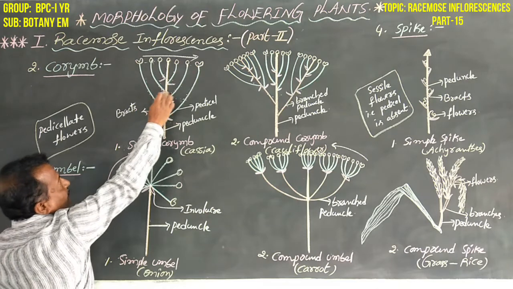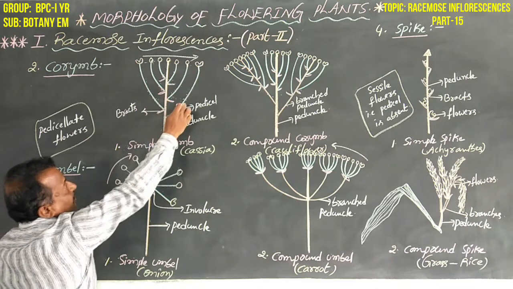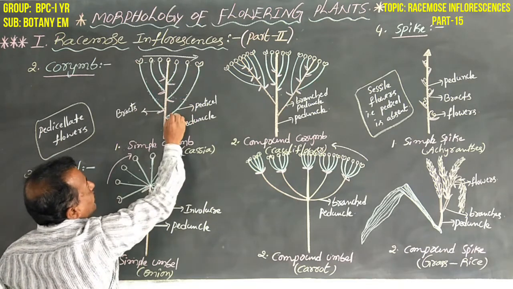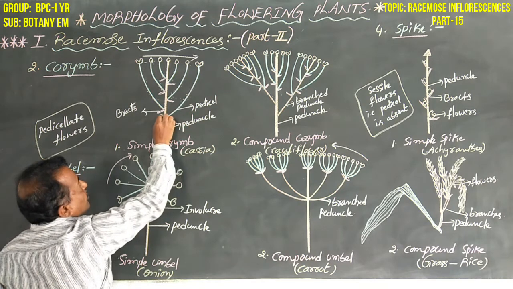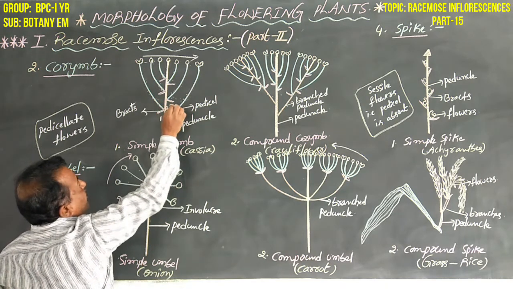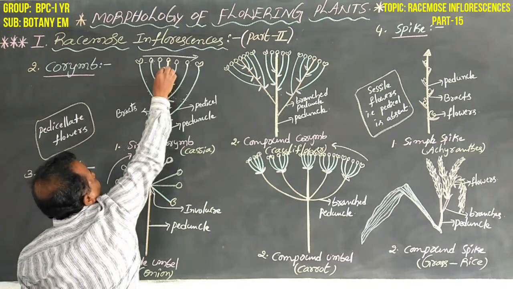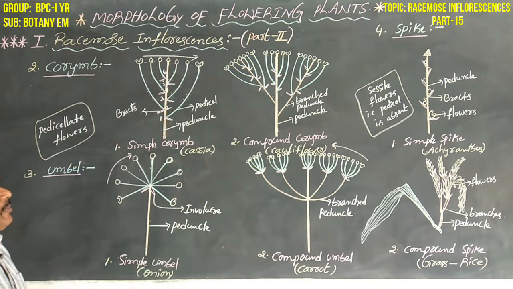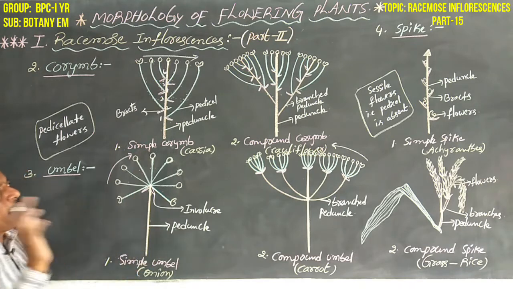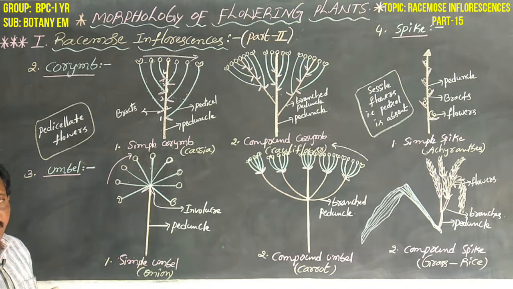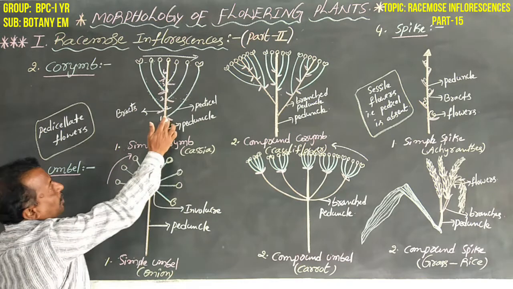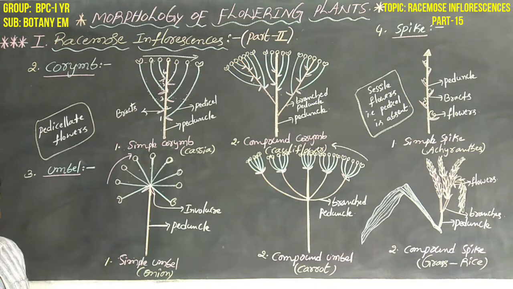In corymb, the pedicels are present at different nodes. The first pedicel is produced at one node, the second pedicel at another node, the third at another node, then the fourth, fifth and sixth nodes. That is, each node produces only one pedicel, and one pedicel has only one bract.